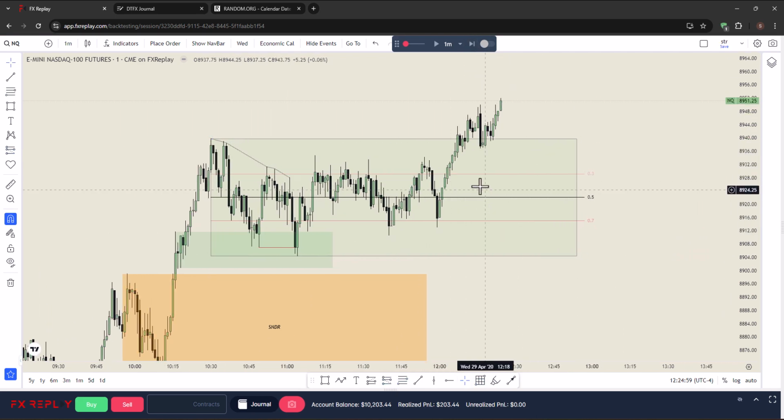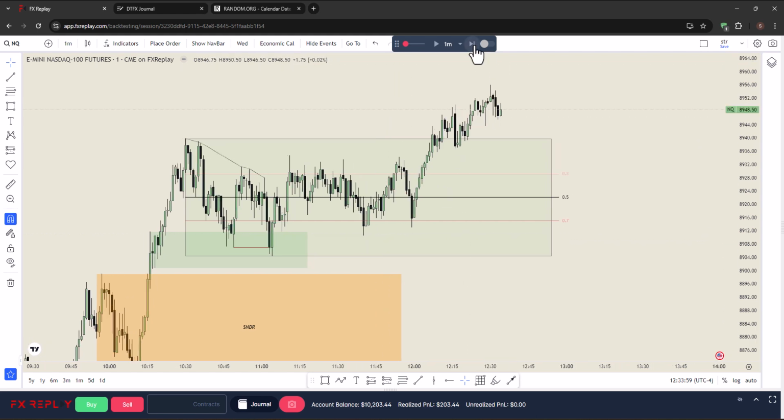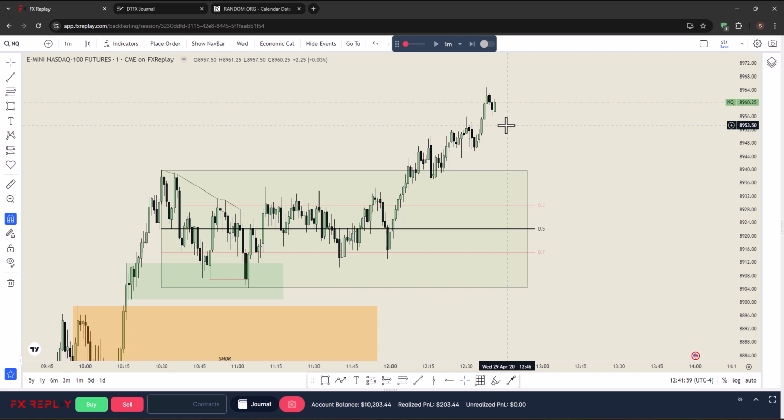There is no lows near the 50%. I can see we have this low right here, right? Maybe this one. Price is really, really bullish. As you can see, the setup is presenting itself right here.